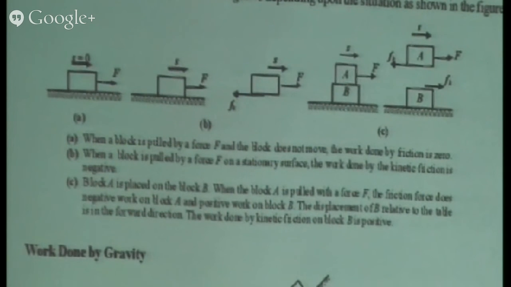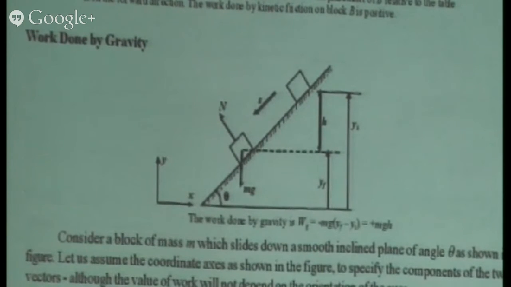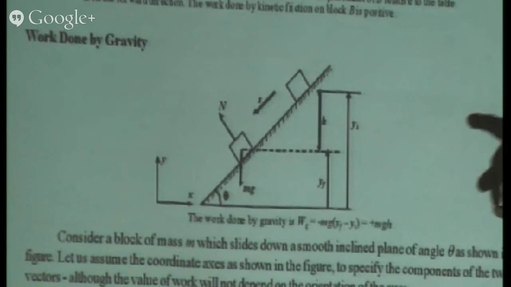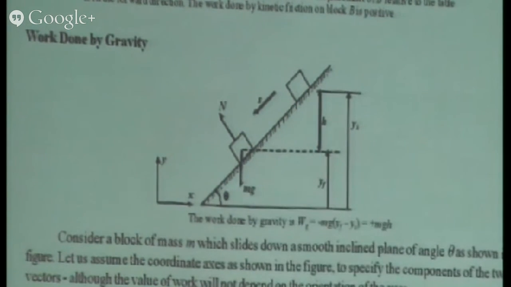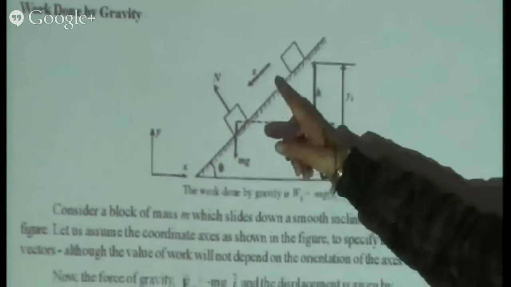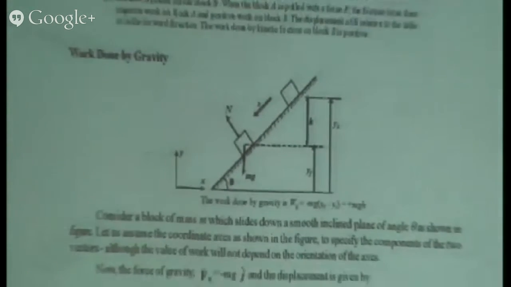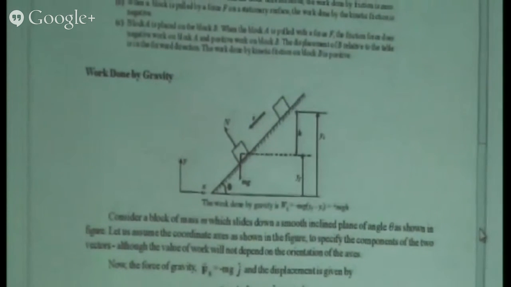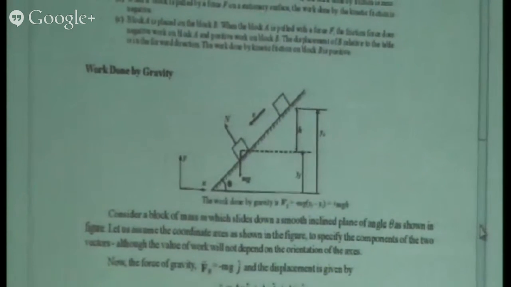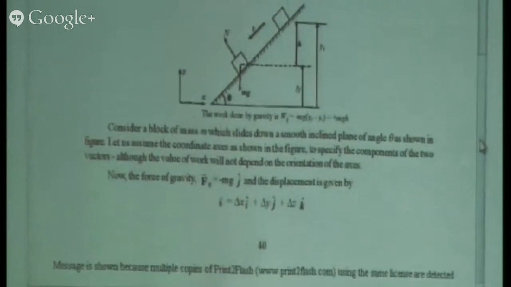Now, work done due to gravity. Although I mentioned it briefly, here we'll take it up in detail. Suppose there is a block moving on an inclined plane, and the block has the initial position at this point and comes to this point, and the displacement S is also shown in the figure. Now the force due to gravity, because we are calculating work done by gravity, is always vertically downwards.